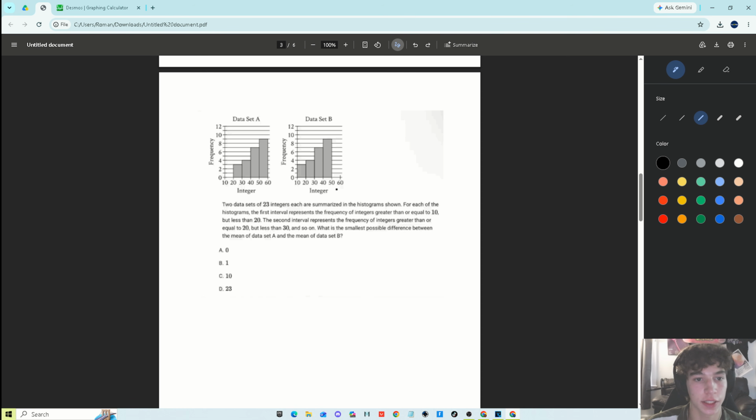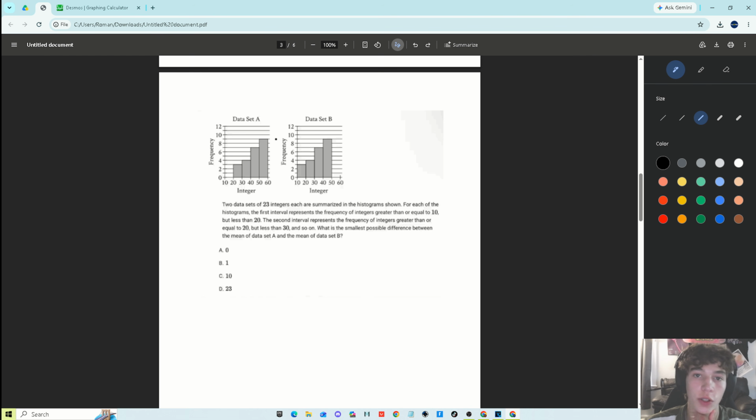All right, this next question says, 2 data sets of 23 integers are each summarized in the histogram shown. For each of the histograms, the first interval represents a frequency of integers greater than or equal to 10, but less than 20, and so on. So basically, in this column right here, the integers can be as small as 20, but only as big as 29, and so on. And then they're asking for the smallest possible difference between the means.